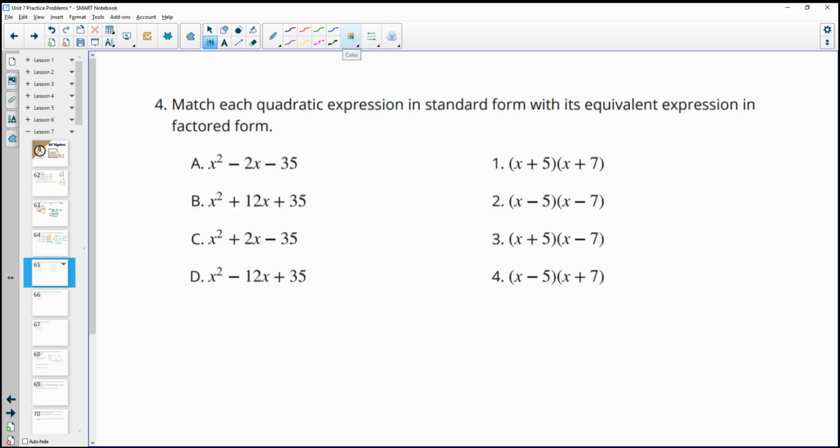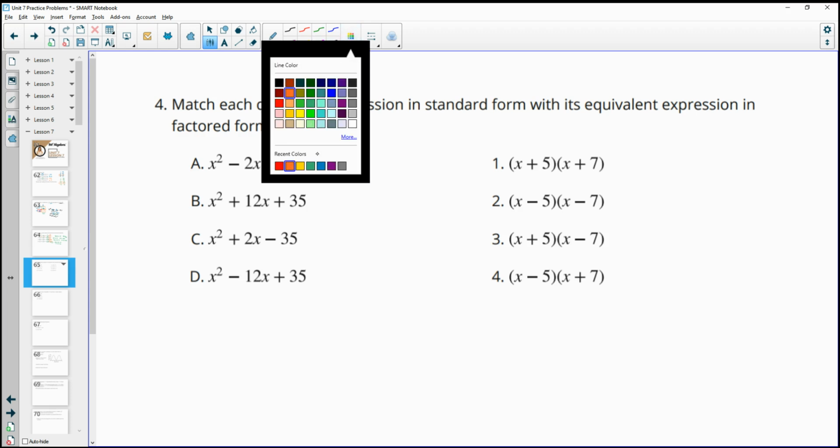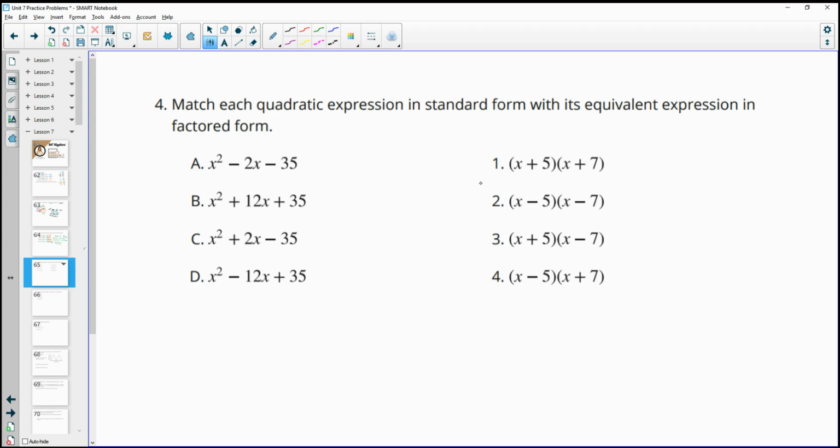Number 4, match each quadratic expression in standard form with its equivalent expression in factored form. So we're going to use the idea that we just did on the last screen to kind of help us. Now you could obviously write these out in the area model and do them. But one thing you can also do is start using your pattern of 5 times 7 will be our last number of 35, and then add them to get your middle number. Okay, so 5 plus 7 gives us 12 for the middle, 35 for the end, and then you'll see that that happens in B.